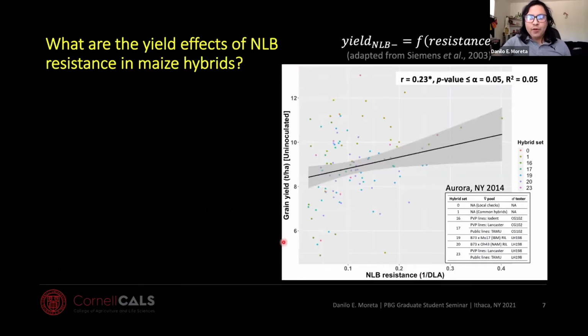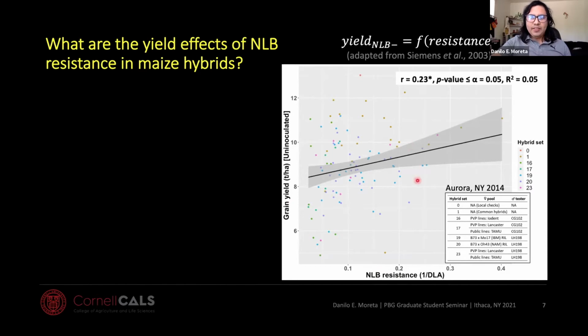In the 2014 population alone, it seems that NLB resistance has no yield penalty in the absence of the disease, as revealed by this positive slope from a regression between the grain yield measured in the uninoculated trial and NLB resistance as measured in the inoculated trial.